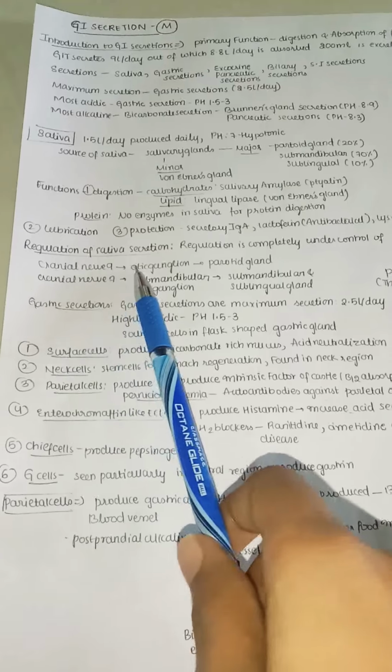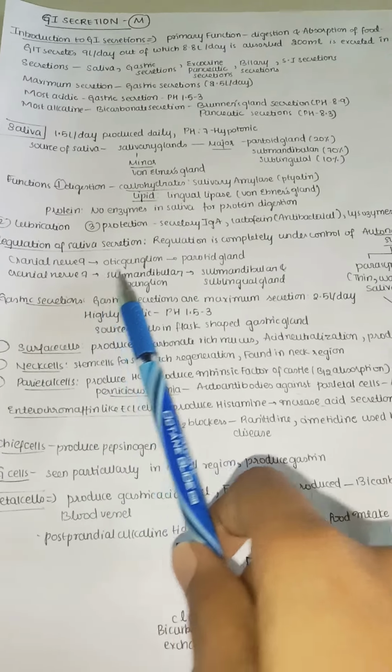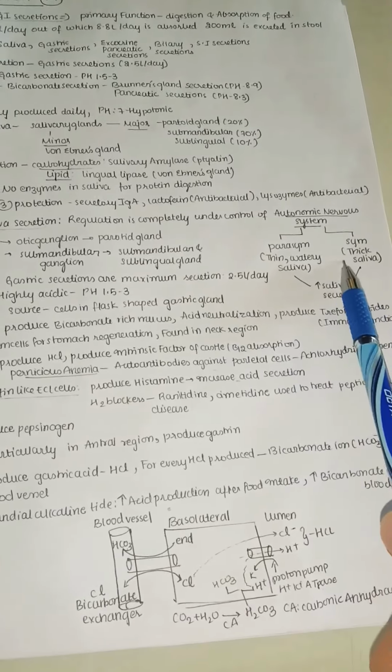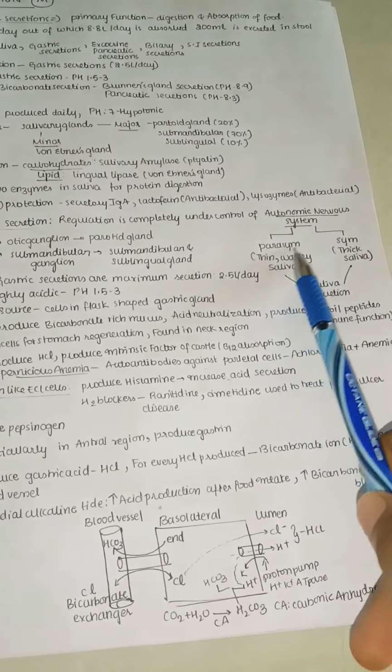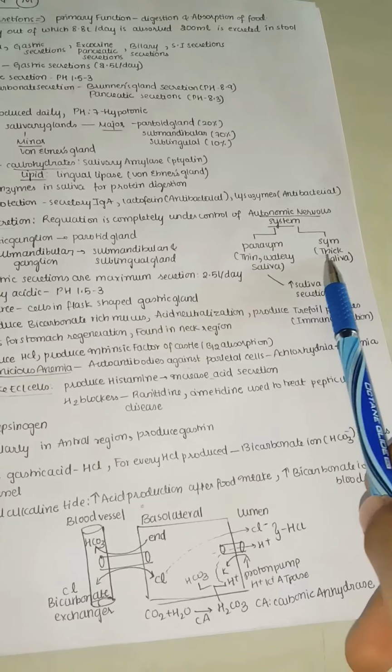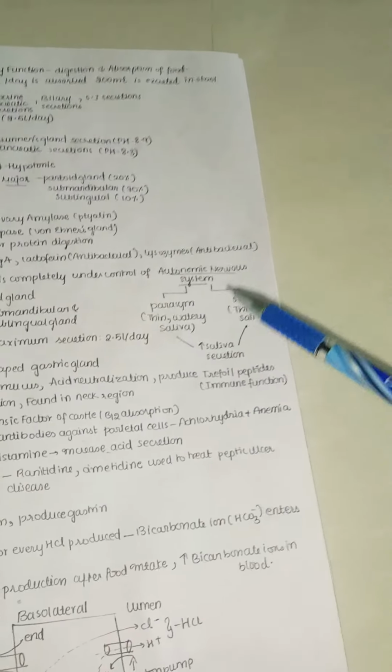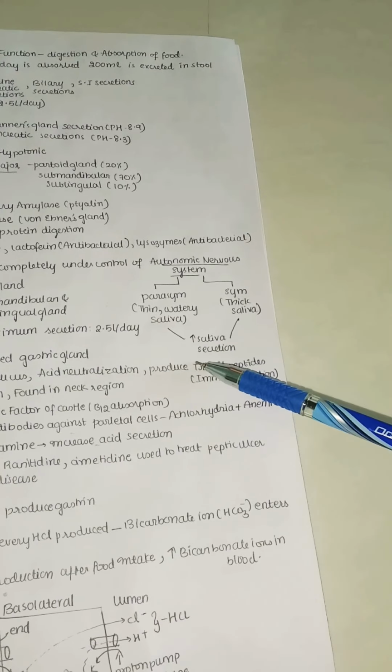LL, both L's. Now let us see the regulation of saliva secretion, how it is regulated. The regulation is completely under the control of the autonomic nervous system. The autonomic nervous system is divided into parasympathetic and sympathetic. But it's a unique feature in our saliva that both parasympathetic and sympathetic lead to an increase in saliva secretion.